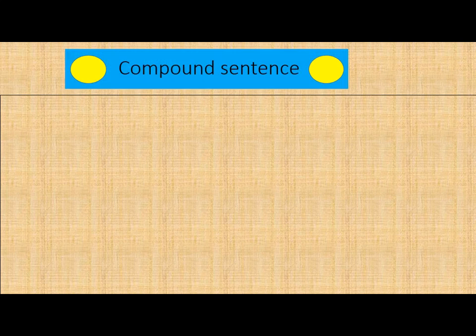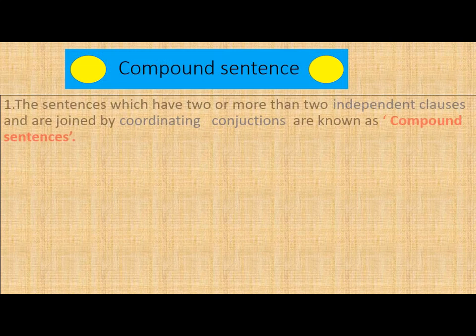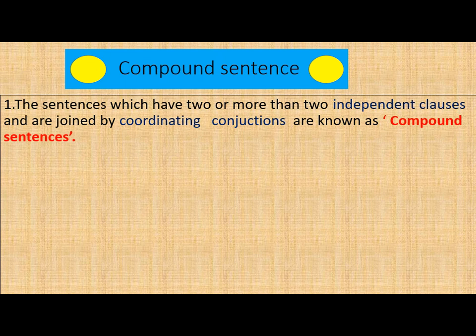Now, compound sentence. What is a compound sentence? The sentences which have two or more than two independent clauses and are joined by coordinating conjunctions are known as compound sentences. Once again, remember, students, the sentences which have two or more than two independent clauses and are joined by coordinating conjunctions are known as compound sentences.